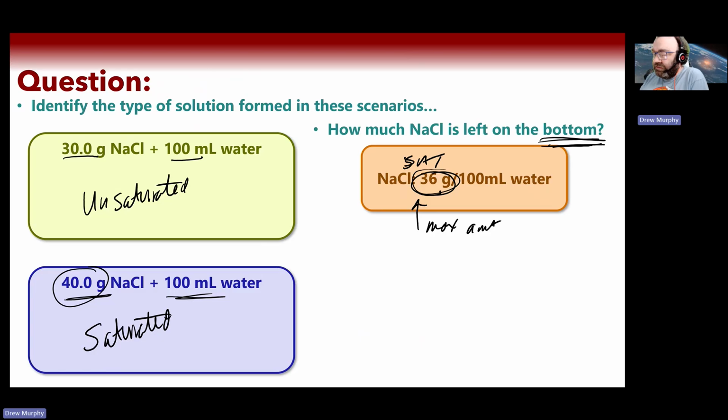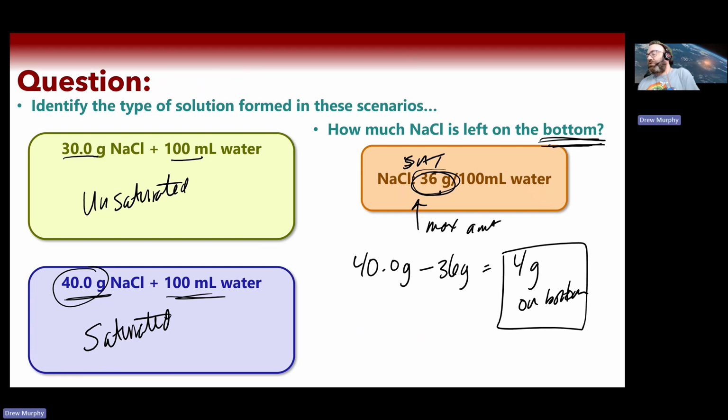Okay, hopefully your brain's getting there faster than I'm saying it. But that means if we have 40 grams in there, we can hold 36 grams. And that means we have 4 grams on the bottom, because that's the difference when we do that. So you should be able to see it on the bottom of the solution. Okay.